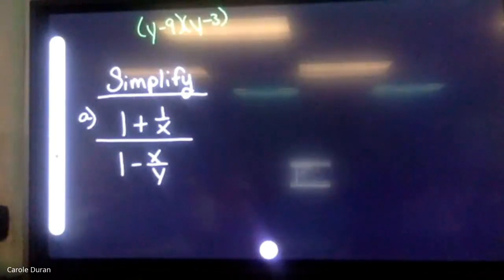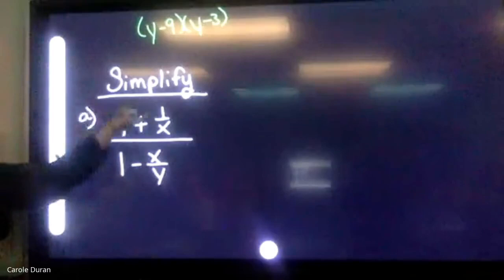Would you put it over 1 and then the bottom one over 1 and then just divide it like that? Well, I can't do that because then I have a fraction and a fraction and a fraction and a fraction. That's crazy. 1 plus 1 over x, you try to get a common denominator of x. So I'm going to individually try to simplify my numerator and denominator.